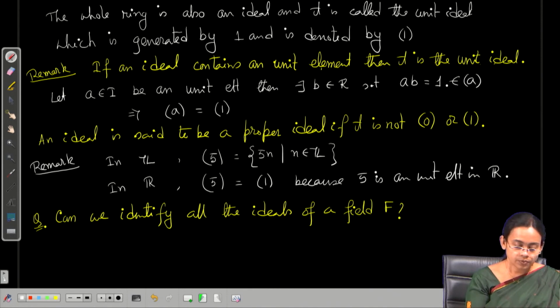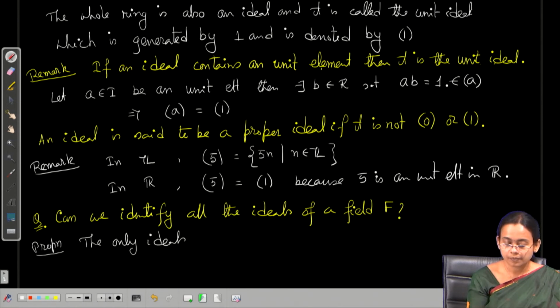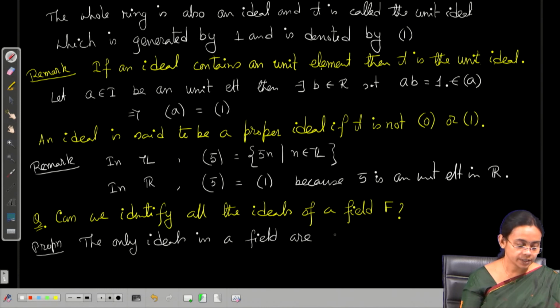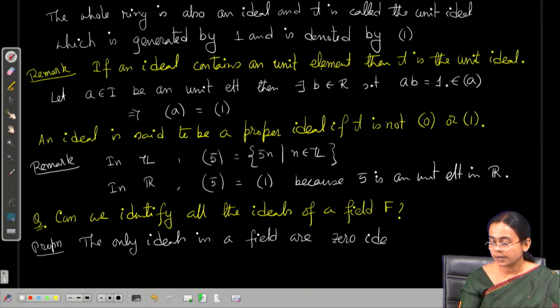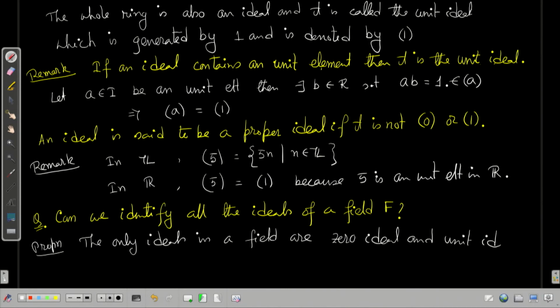So, I will put it as a proposition that the only ideals in a field are the 0 ideal and the unit ideal. So, we have seen that we have exactly two ideals in a field.